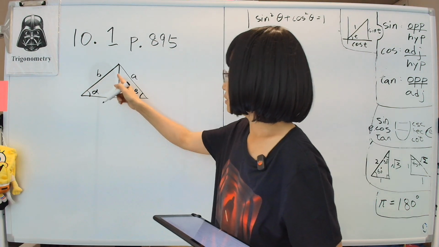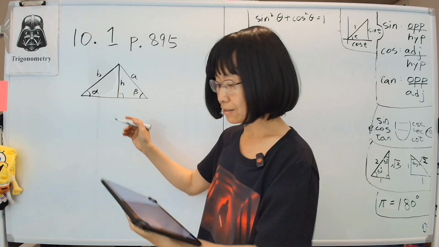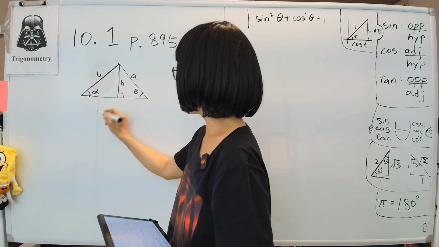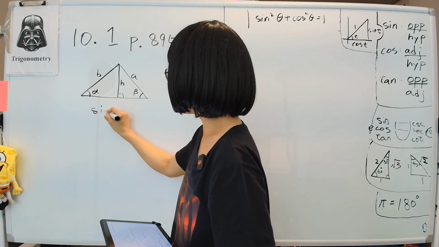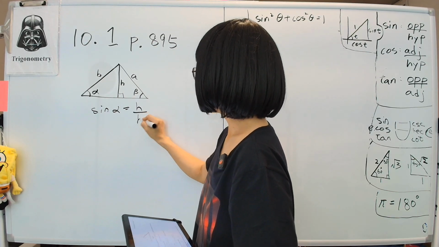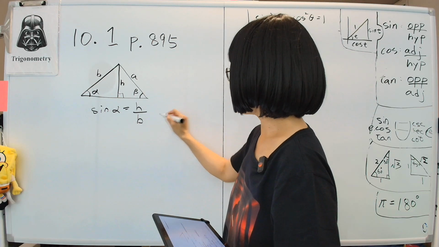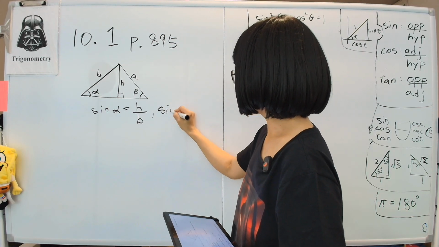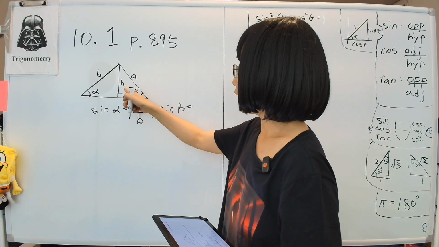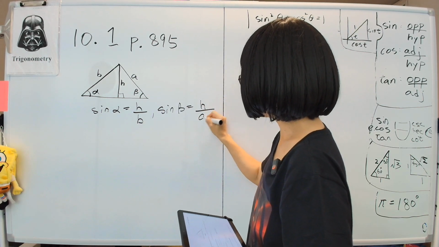And then let's consider what is sine of alpha. Then sine of alpha is going to be equal to h over b, right? So sine of alpha equals h over b, opposite divided by hypotenuse. And then sine of beta, on the other hand, is going to be equal to h over a. So sine of beta equals h over a.